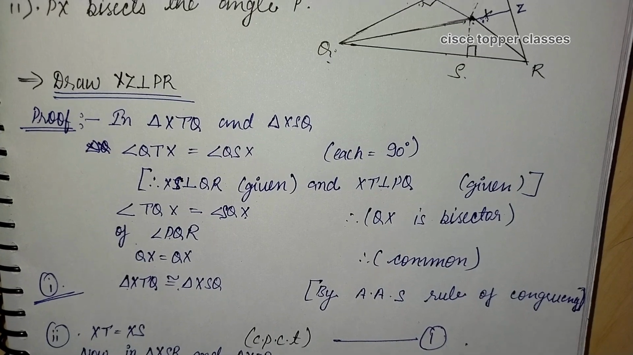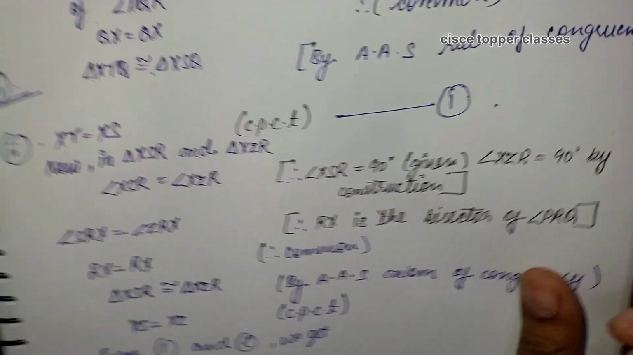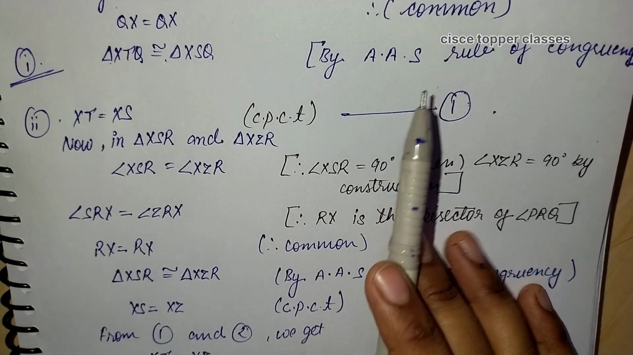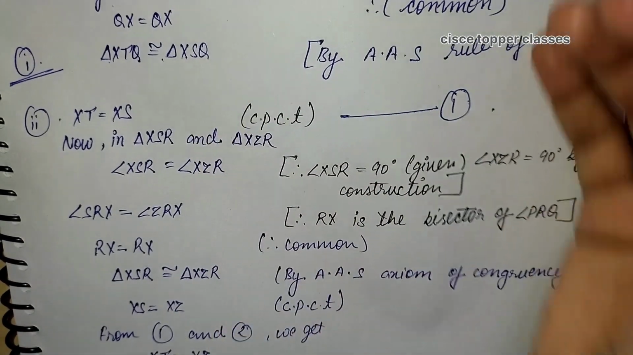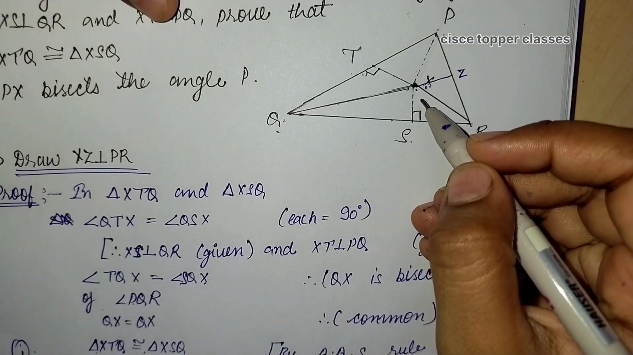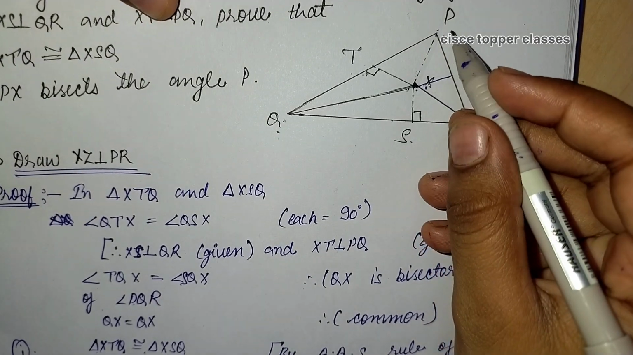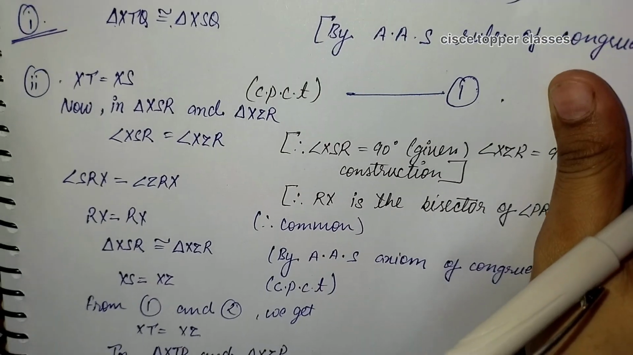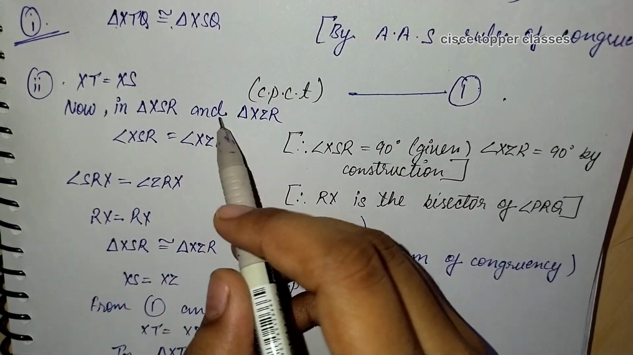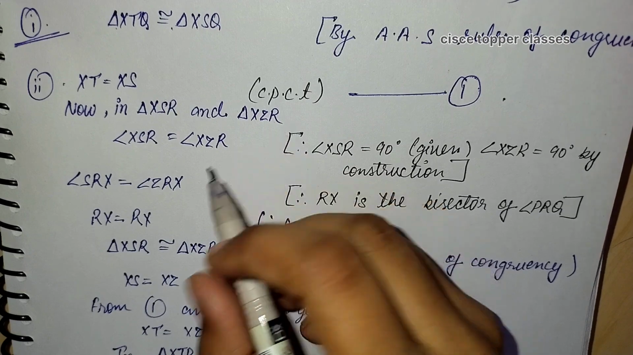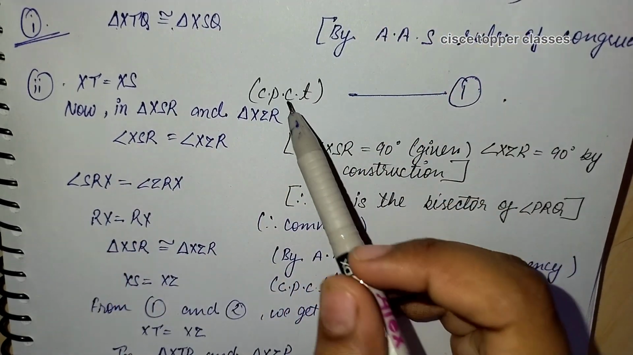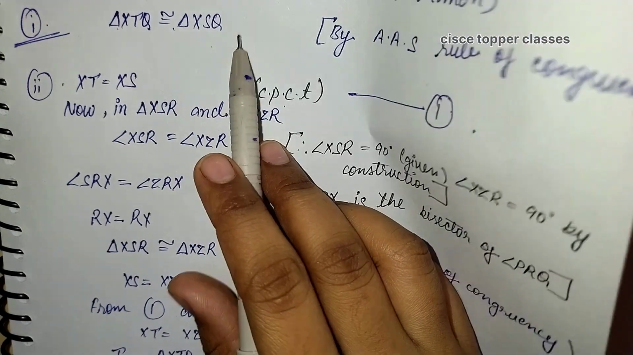Now the second part which we have to prove is that PX bisects the angle P. Firstly we can simply write XT is equal to XS. Now in triangle XSR and triangle XZR we can write, because XT is equal to XZ, we have proved from CPCT because this is congruent.